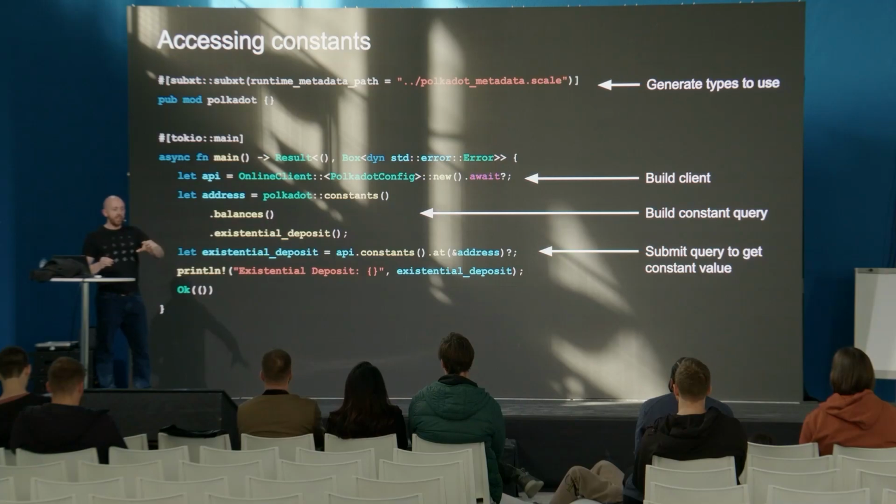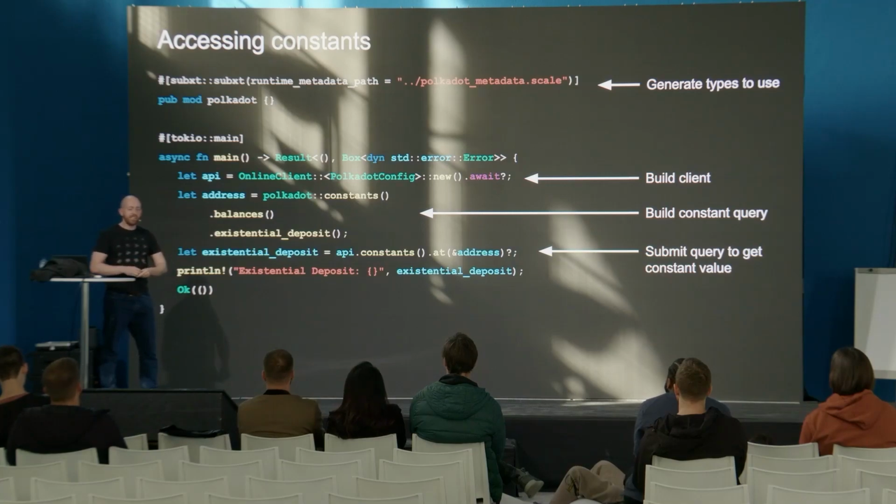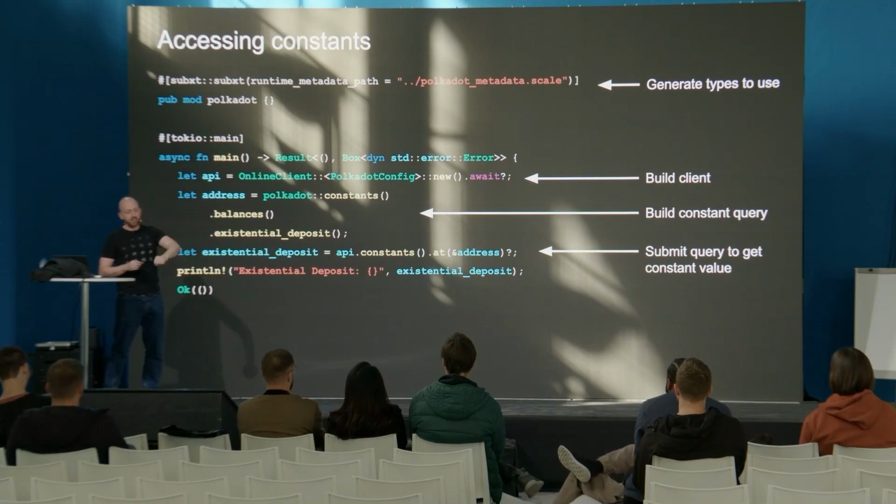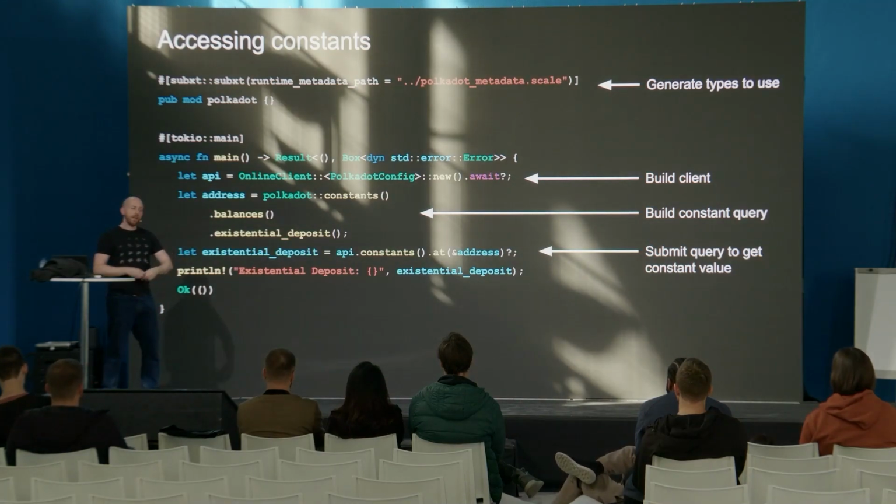And then you build a query. In this case, the query says, I want to access the existential deposit constant from the balances pallet. And then finally, you take that query, you pass it to the client, and you get back your constant.